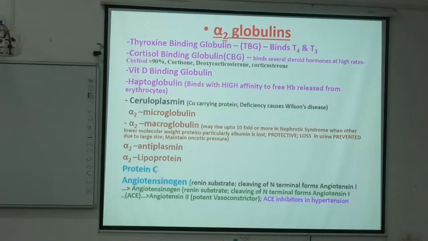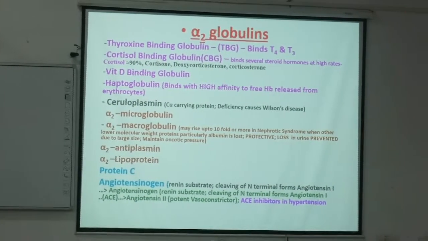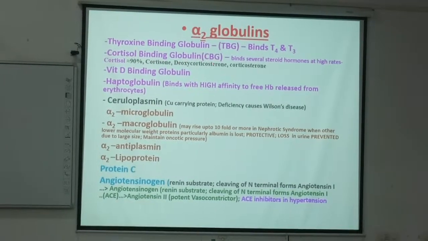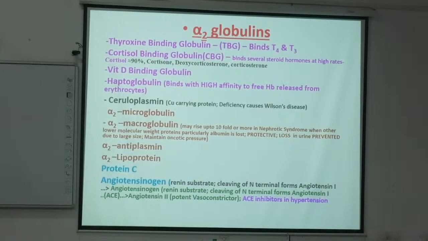Alpha-2 globulin. This is thyroxine binding globulin, which binds T3 and T4. Cortisol binding globulin, also called transcortin, binds several hormones, particularly cortisol, with 90% capacity. Then vitamin D binding globulin, and haptoglobin, which I have told you already, has a high affinity for free hemoglobin. Ceruloplasmin is a copper carrying protein, and its deficiency causes Wilson's disease. Again, an MCQ question: Wilson's disease is caused by deficiency of ceruloplasmin.